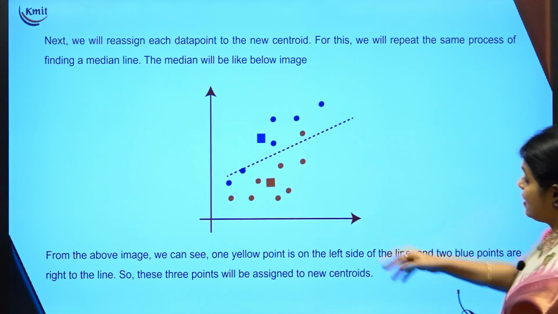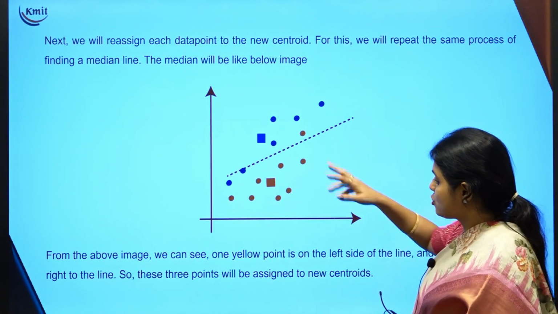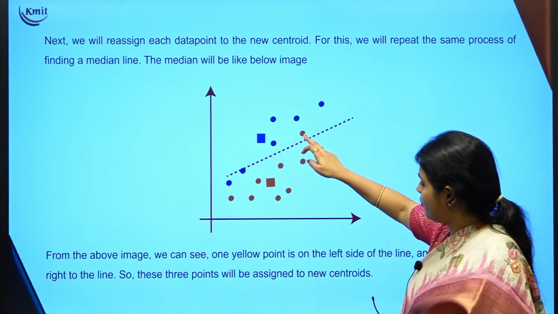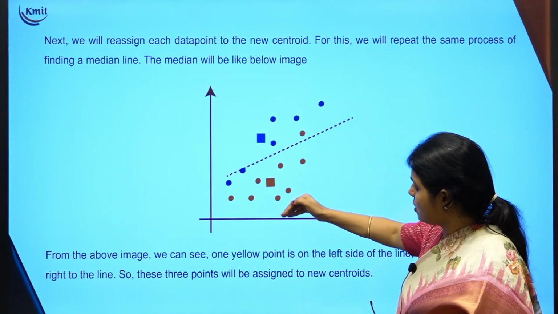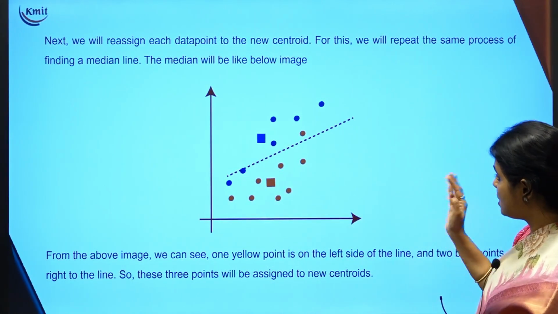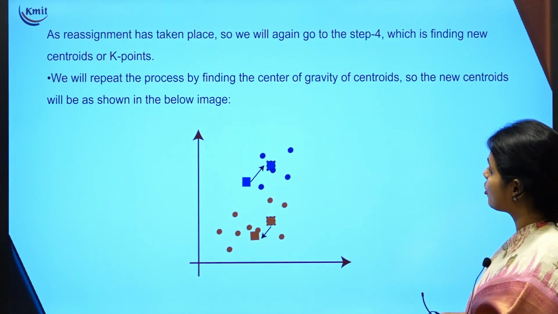Okay, and there are two blue points on the right side of the figure. So these 3 points, what 3 points? This orange in the blue line, these blue in the orange or yellow line. So these 3 points will be assigned to the new centroids. Okay, let's see how we do that.